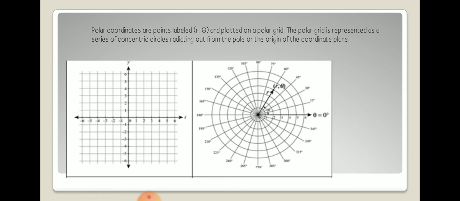Polar coordinates are points labeled r and theta and plotted on a polar grid. The polar grid is represented as a series of concentric circles radiating out from the pole, or the origin, of the coordinate plane.